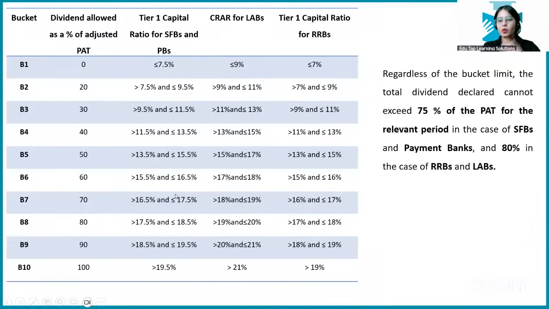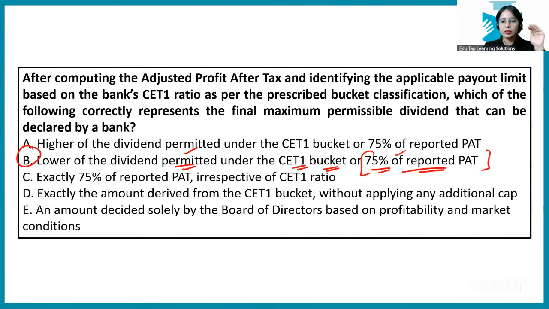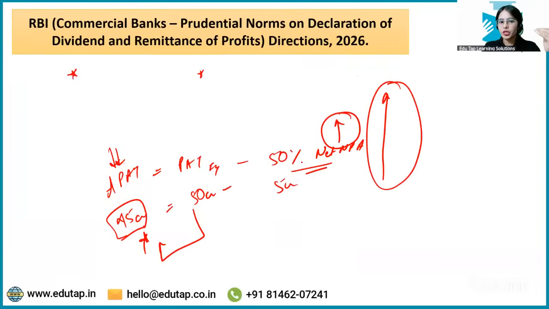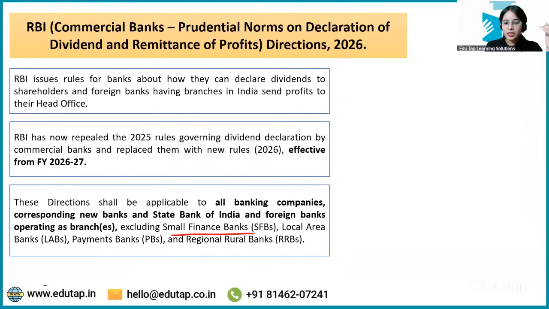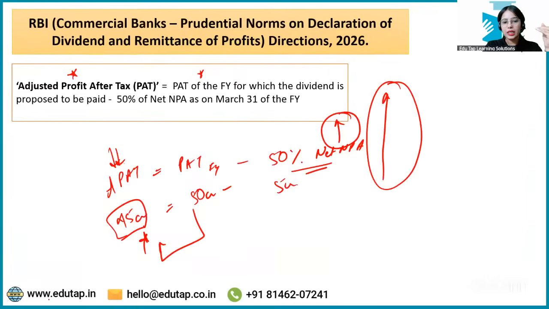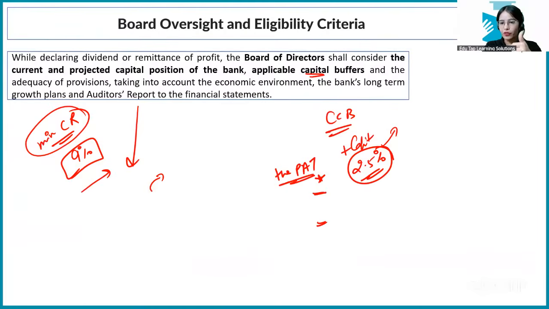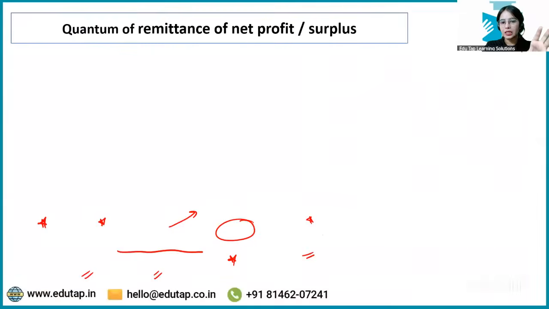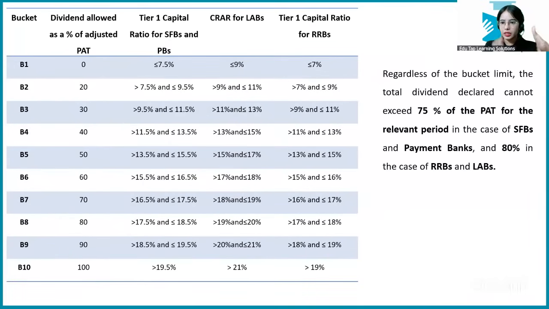This is done. Now, as I told you, all these guidelines are applicable for the commercial banks. For the small finance banks, local area banks, payment banks, and regional rural banks, other guidelines have been mentioned. What are those other guidelines? Actually, the same adjusted profit after tax, the same basic guidelines will be followed, but the table is different for the small finance bank, the payment bank, the local area banks, and the regional rural banks.